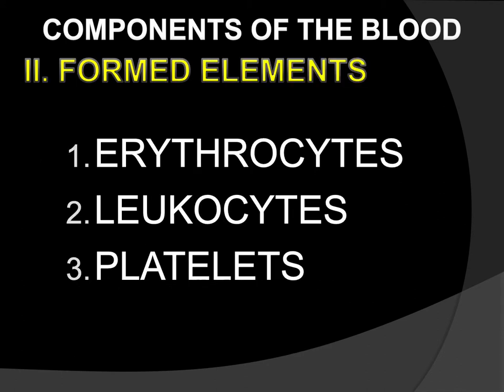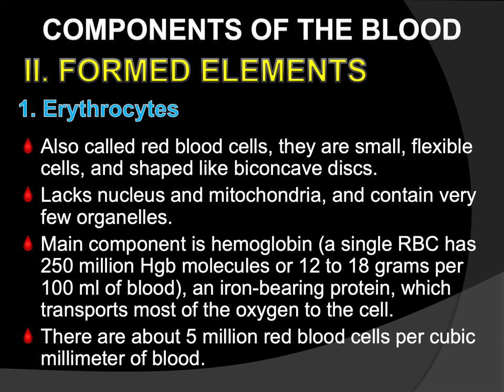The other components of blood are the formed elements, which are the erythrocytes, the RBCs, the leukocytes, the WBCs, and the platelets. Erythrocytes function primarily to carry oxygen to all cells of the body. They are also called red blood cells or RBCs. They are small, flexible cells shaped like biconcave discs. They lack a nucleus and mitochondria, and they contain very few organelles.